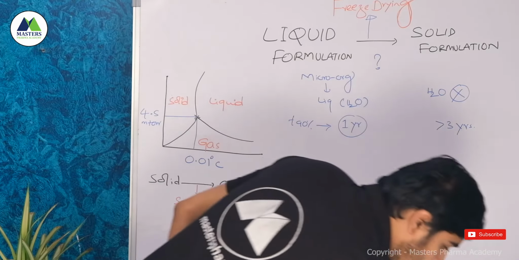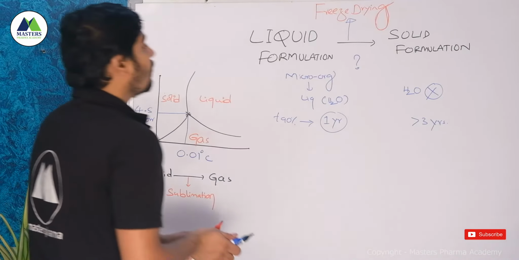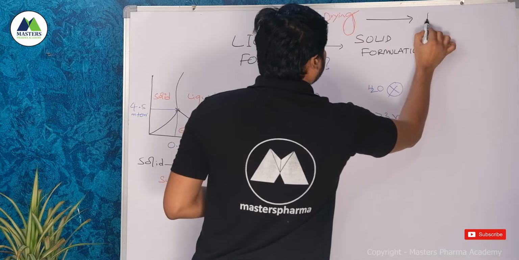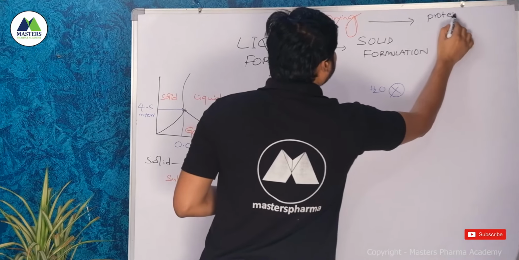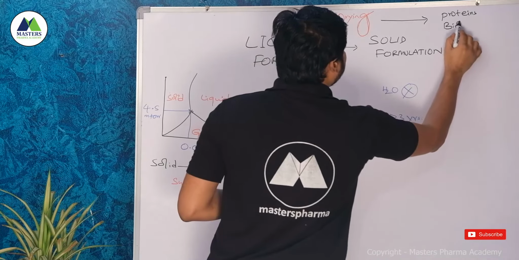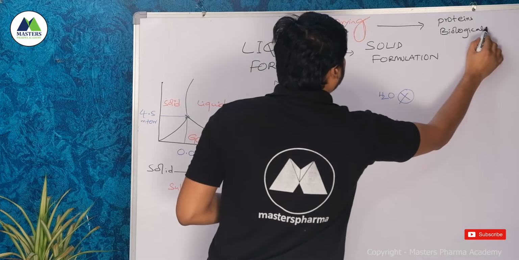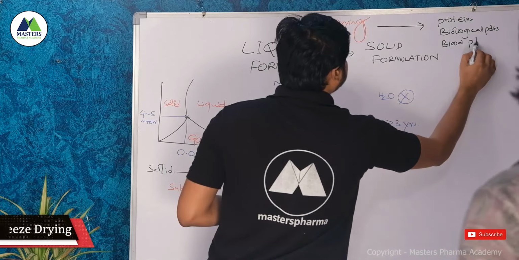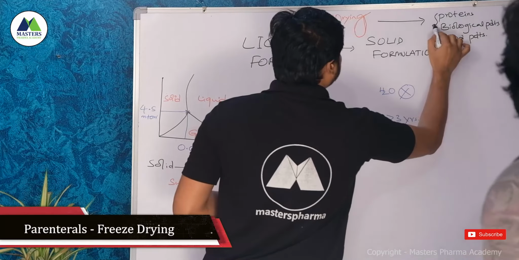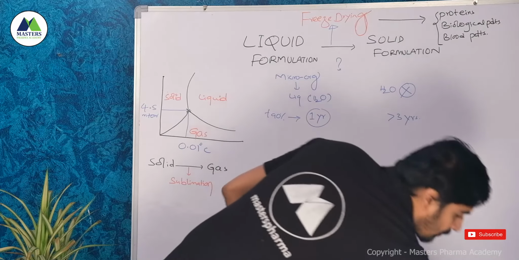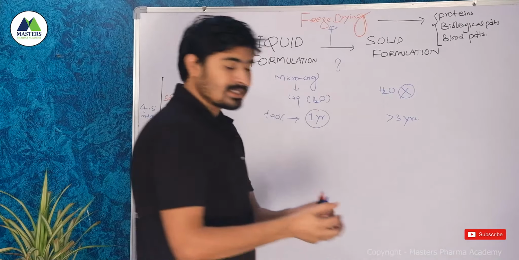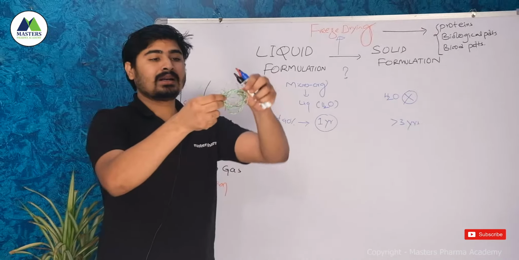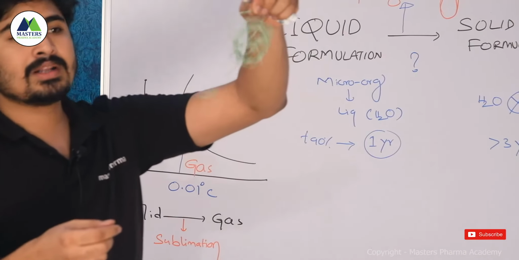Now one more important point: the application of freeze drying is for drying of proteins and biological products as well as blood products. These biological products, blood products and proteins have particular conformations. They will exist in a particular conformation. This is the quaternary structure of the protein.